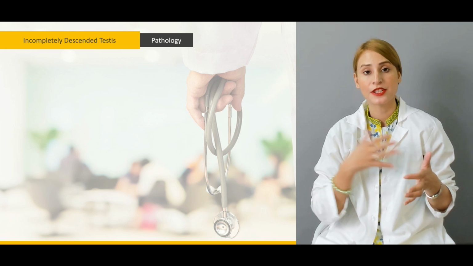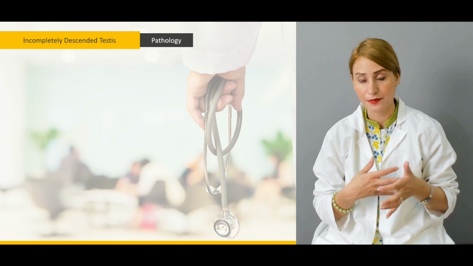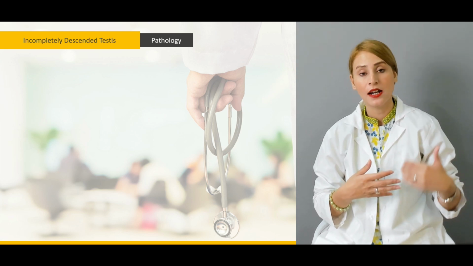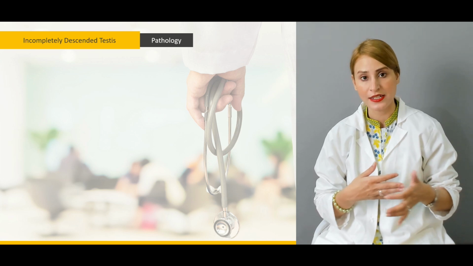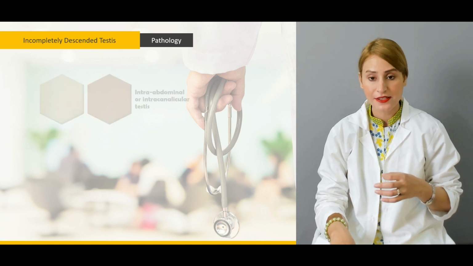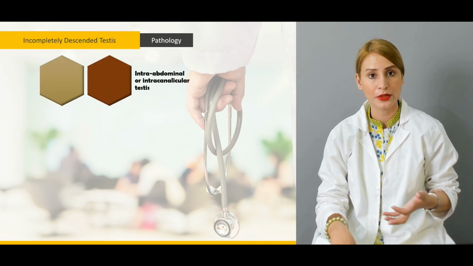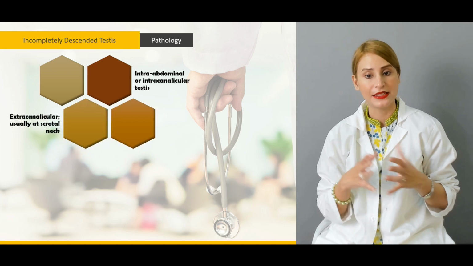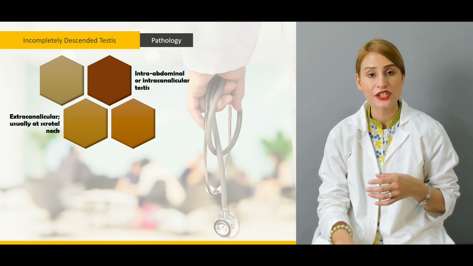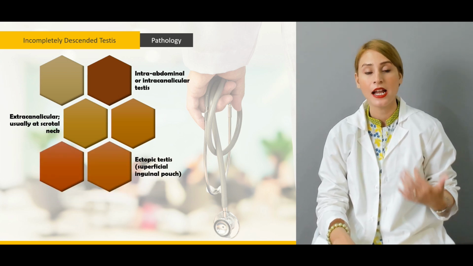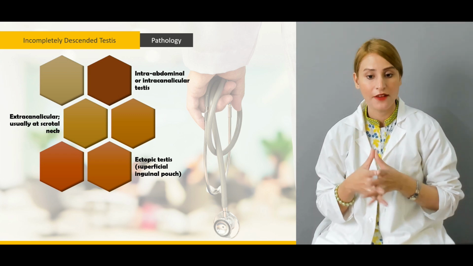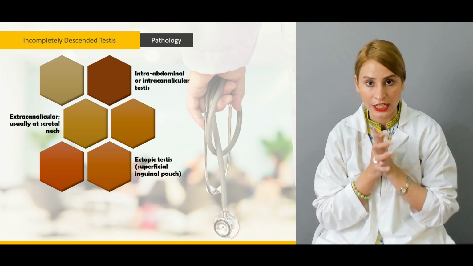Then for survival and the process of spermiogenesis, they pass through the inguinal canal, through the spermatic cord, and then lie in the scrotum. In the case of incompletely descended testes, the testes can be intra-abdominal, extraperitoneal, intracanalicular, or extracanalicular, which are usually at the scrotal neck, and then there can be ectopic testes, which are usually in the superficial inguinal pouch.